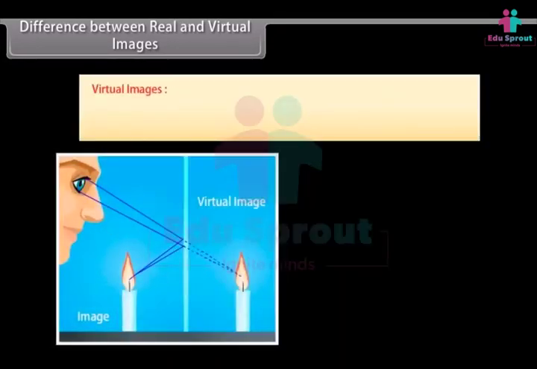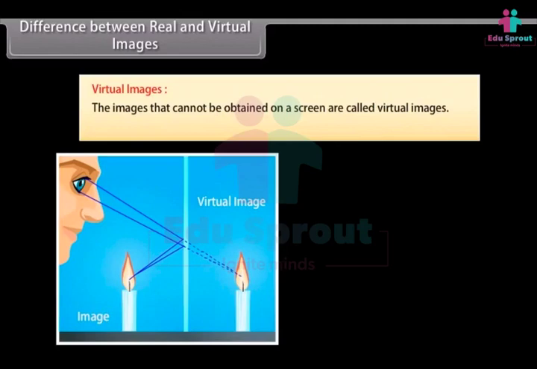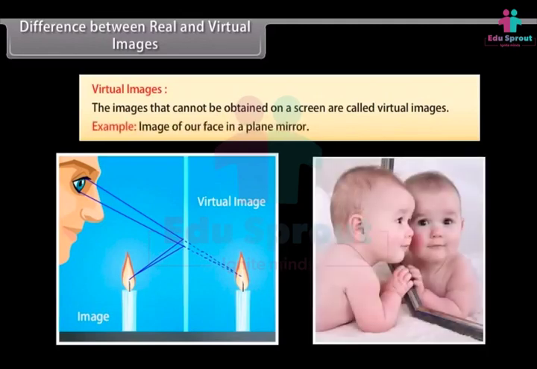Virtual images. The images that cannot be obtained on a screen are called virtual images. Example. Image of our face in a plane mirror. It is formed by concave lens.